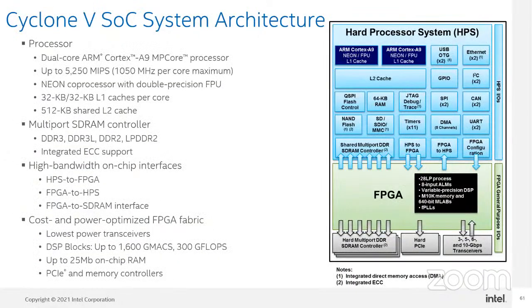Right. Now, how does it look? If you could see, this is the hard processor system, and then this is the FPGA section, the HPS section and the FPGA section. You have a dual core ARM Cortex A9, and then you also have the memory RAM, and then you have GPIO, you have Ethernet, you have USB, SPI, CAN, right? And then you have timers, DMA, UART, all are available on the HPS.